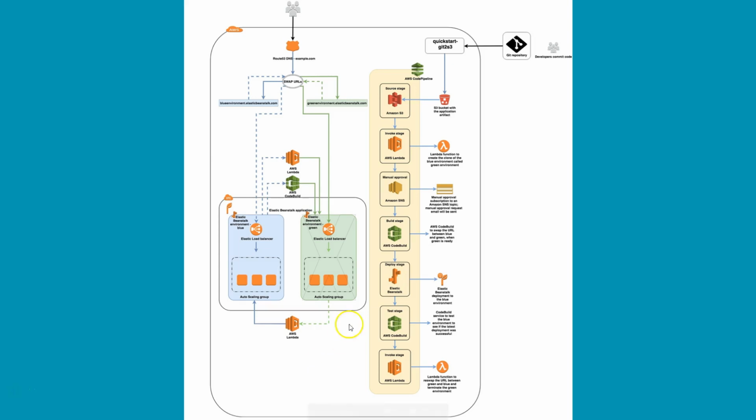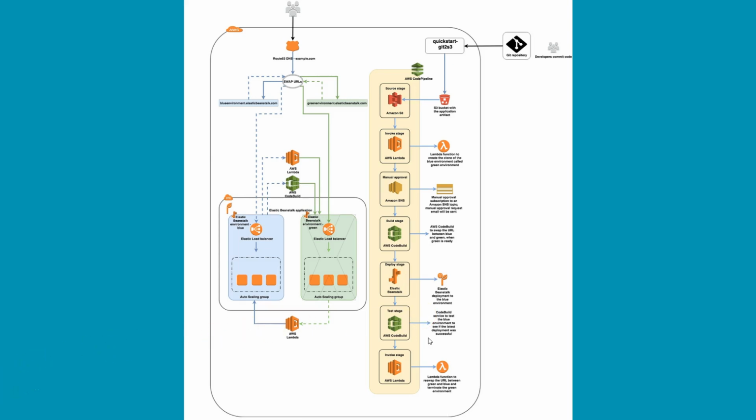In the next stage, which is the deploy stage, Elastic Beanstalk is going to deploy the updated object from the bucket to the blue environment. After that, AWS CodeBuild will test the blue environment to make sure that the latest deployment was successful.